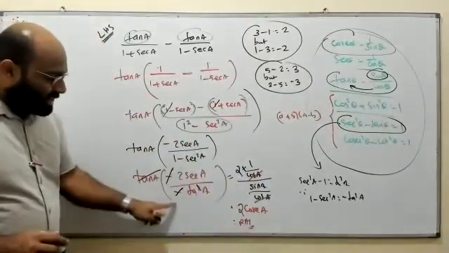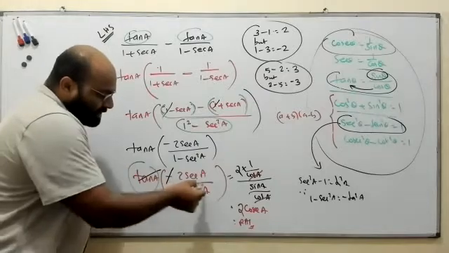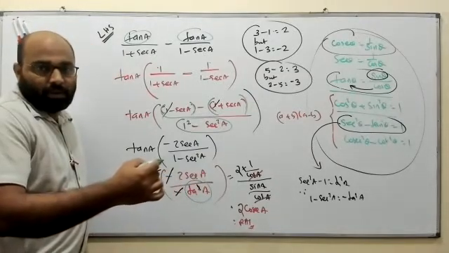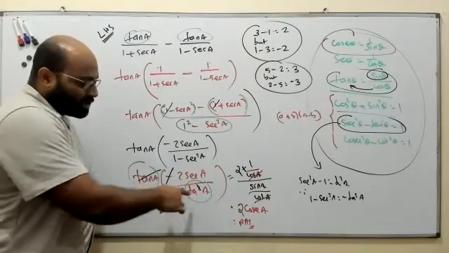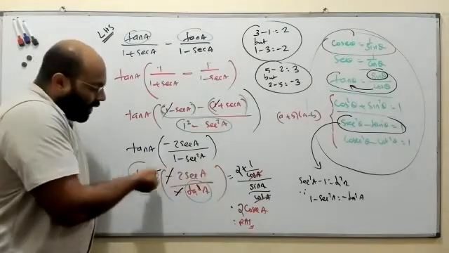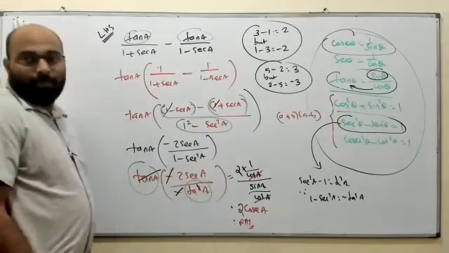Now after that, minus and minus I cancelled. Here you can see tan A one time, here tan square A. Tan square A means tan A into tan A, so one tan A cancels and one tan will remain. So 2 cosec A by tan A will be.